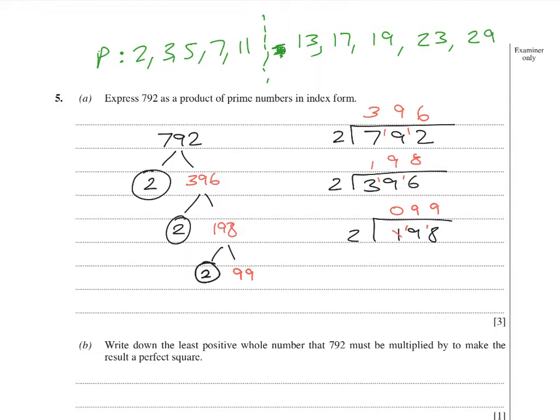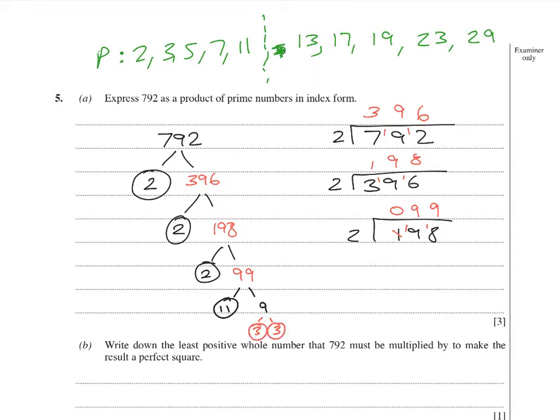Now, 99 clearly isn't prime because its digits are repeated. If its digits are repeated, it has 11 and 9. So anything like 55 would be 5 and 11. 33 would be 3 and 11, etc. Now, 11 is prime, so I'm going to circle it, but 9 is 3 times 3. So then 3 and 3, and we are done.